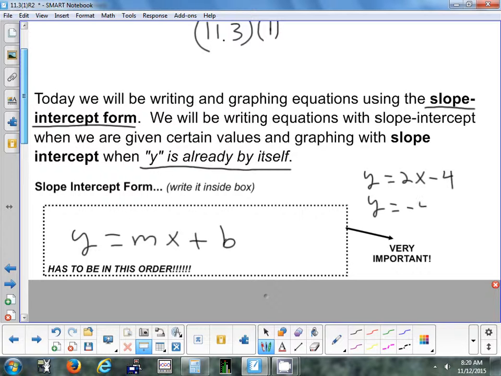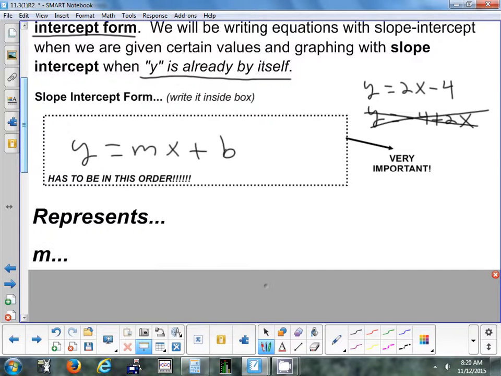If you had positive 2x, negative 4, although these are the same thing, that is not slope-intercept form. You've got to have the number with x first, and then just the number by itself last.